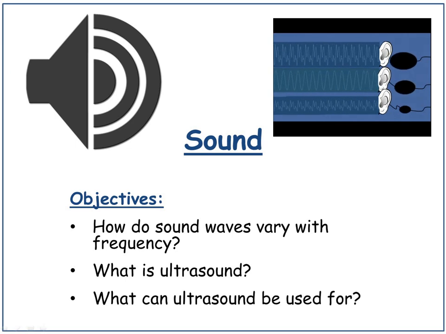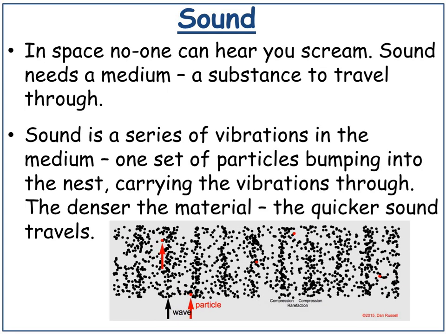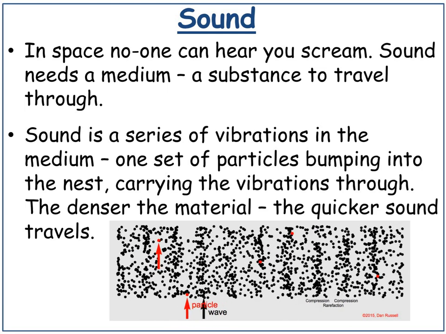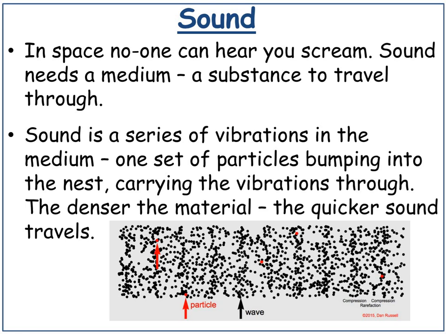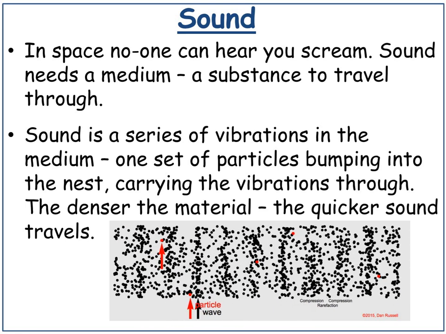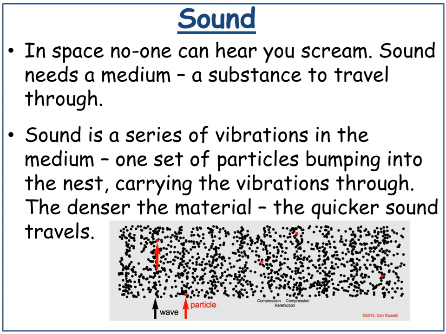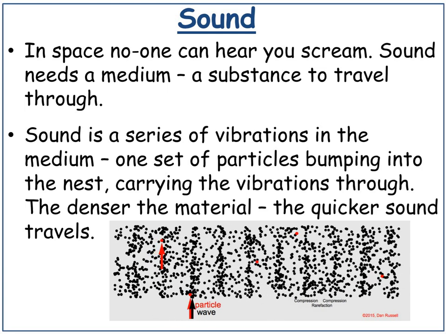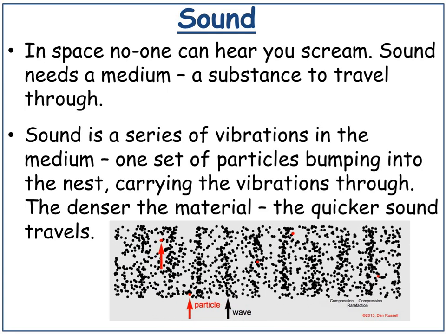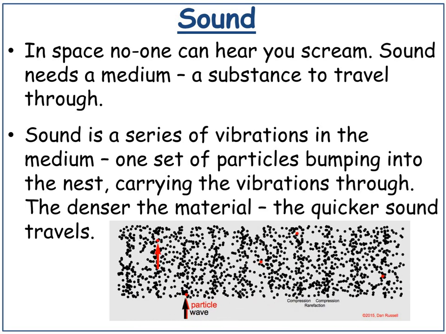So sound waves, the objectives are: how do sound waves vary with frequency, what is ultrasound, and what can ultrasound be used for? So in space, no one can hear you if you make a sound. That's because sound needs a medium or a substance to travel through. And sound is a series of vibrations in the medium, one set of particles bumping into the next, carrying the vibrations through. And the denser the material, the quicker the sound travels. That is because, for instance, in solids, the particles are very close together, so therefore the sound can travel faster.